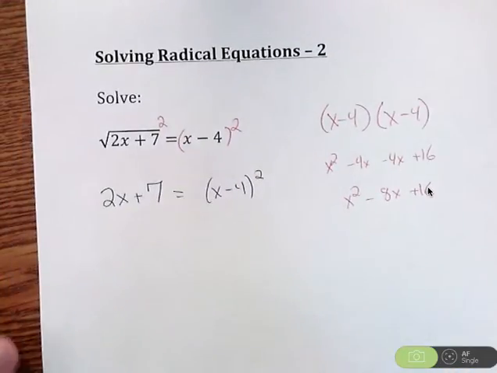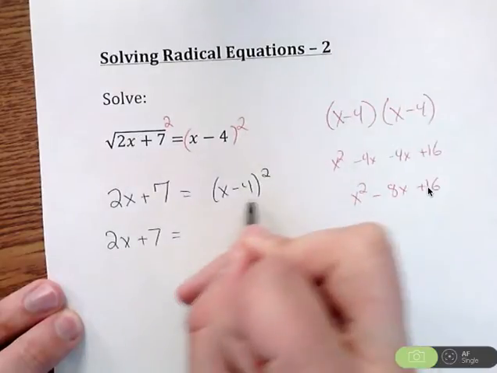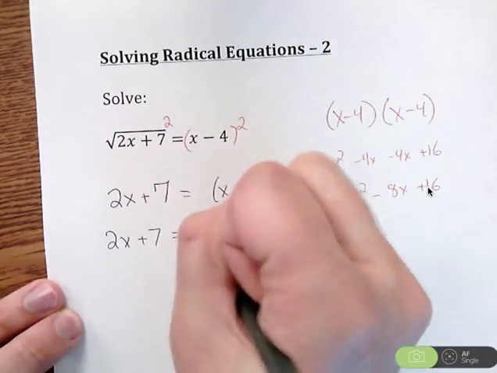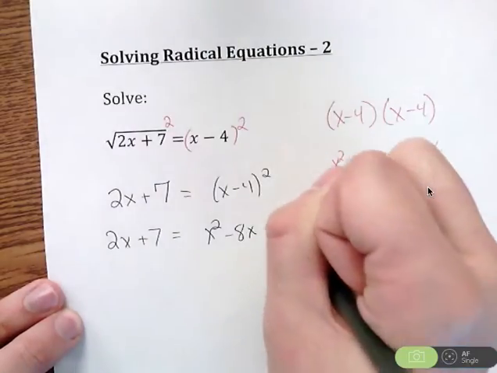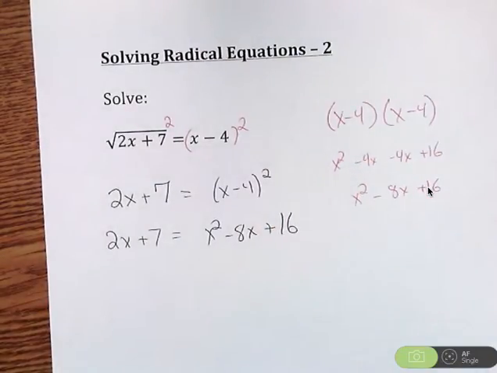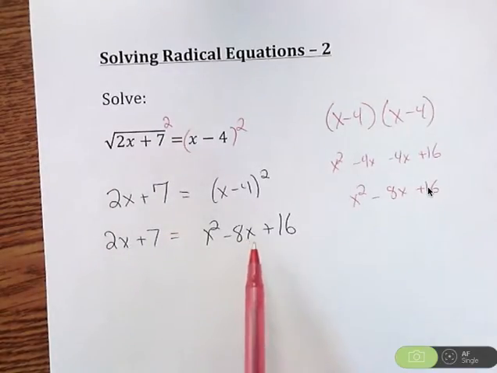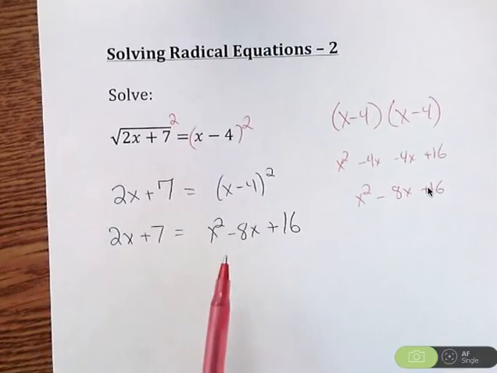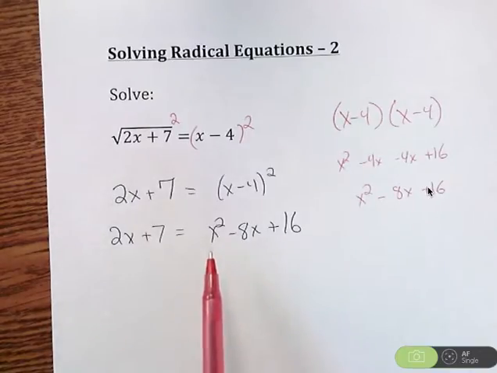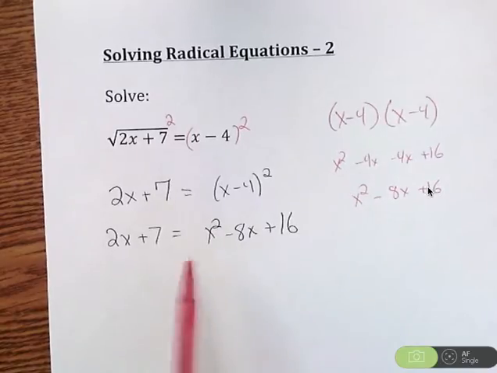So cleaning up this equation, we have 2x plus 7 is equal to x squared minus 8x plus 16. Now here's what I see. I've got x and x squared and an x. What I actually have here is a quadratic equation, which we've solved in previous units. So this should be prior knowledge to you at this point, so make sure you're clean and good on these.